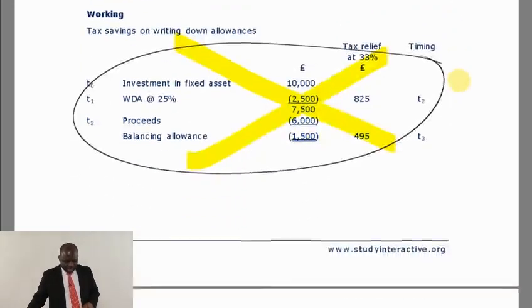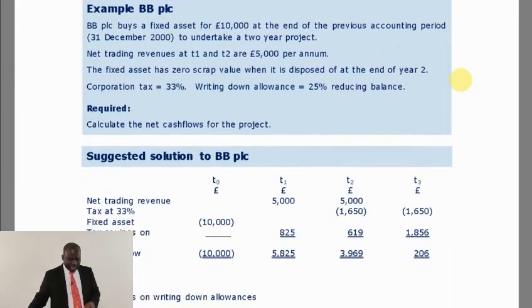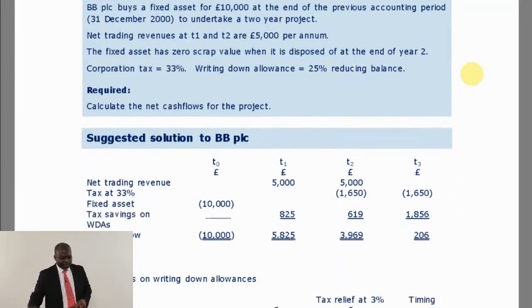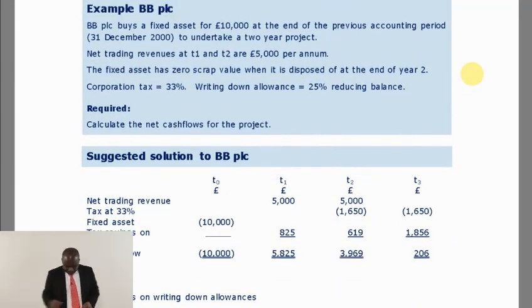What about if we are starting the project at the end of an accounting year? What about that? So the whole idea, let's read this one and see. BB PLC buys a fixed asset for 10,000 at the end of the previous accounting period, 31st December.